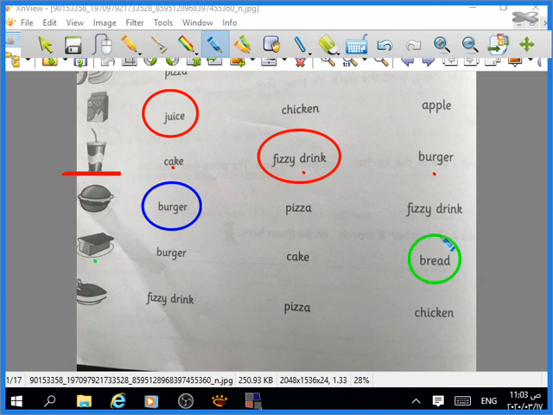The next one, or the last one. Look at the picture, please. Look at this. What's this? Is it fizzy drink, pizza, or chicken? 3, 2, 1. So, yes, it's chicken.